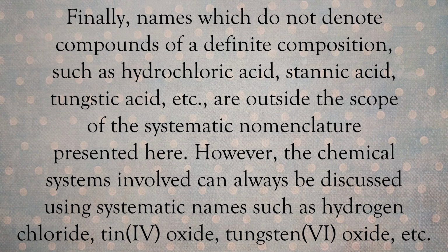However, the chemical systems involved can always be discussed using systematic names such as hydrogen chloride, tin(IV) oxide, tungsten(VI) oxide, etc." And in their publication, The Principles of Chemical Nomenclature, they refer to hydrochloric acid as being a trivial or common name for an aqueous solution of hydrogen chloride.